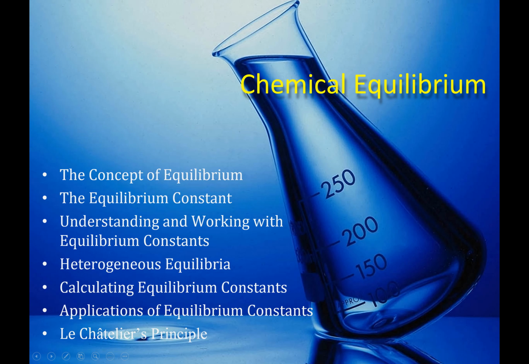In this chapter, we'll discuss chemical equilibrium. So we'll start out by just discussing the general concept of equilibrium. We'll then move into things like the equilibrium constant and how to use it. And lastly, we'll finish with Le Chatelier's principle.